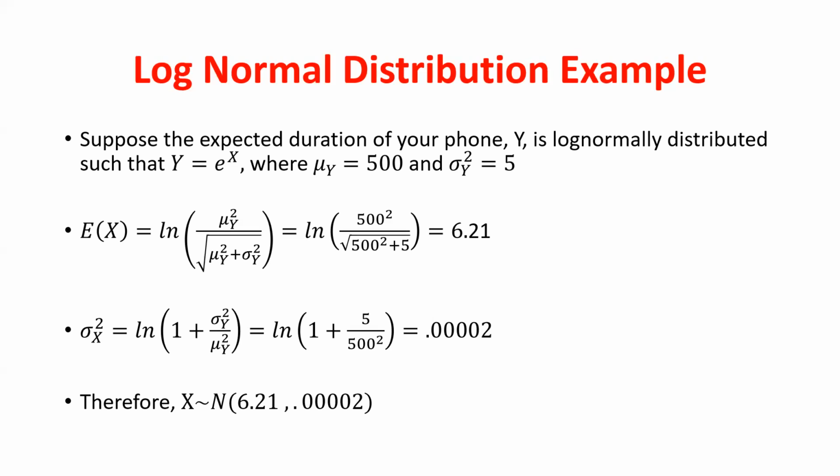But now let's say I want the probability that... Let's think about the duration on my phone. Maybe this is like 500 minutes or something, right? So what's the probability that the next time I have my phone, it lasts for less than 400 minutes? I want to know the probability that y is less than or equal to 400.